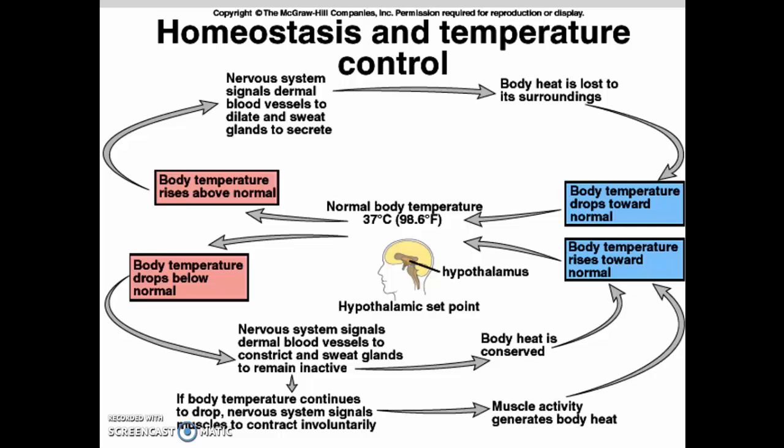So for example, if the blood sugar level is too high, then what is going to happen? Our hypothalamus will sense it and send a message to the pancreas to secrete insulin. The excessive glucose will be stored in the liver, and this is going to bring down the blood sugar level.